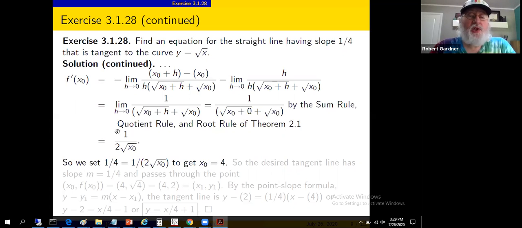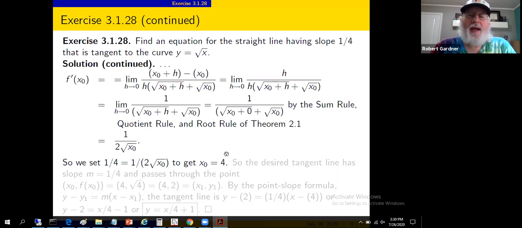So this is the slope of the curve at point x sub 0. So we want to figure out which x sub 0 makes the slope of the curve equal to the slope 1/4. That is, we'll have a straight line with this slope that's tangent to the curve. Well, where does the curve have slope 1/4? We'll set 1/4 equal to this thing here, 1/2 over the square root of x sub 0. I won't bore you with the details. Quite obviously, we need that square root of x sub 0 to be 2. That is, we need x sub 0 to be 4.